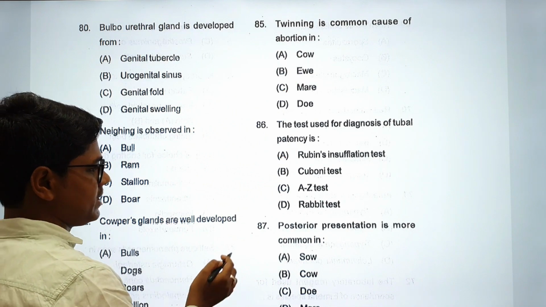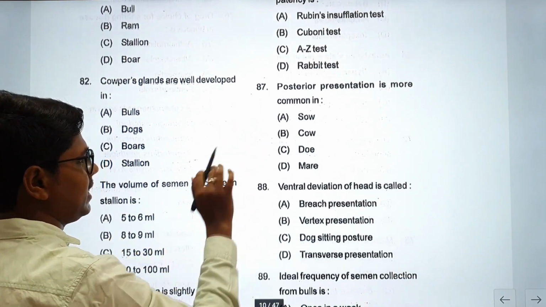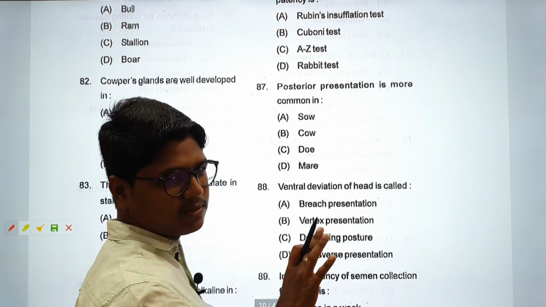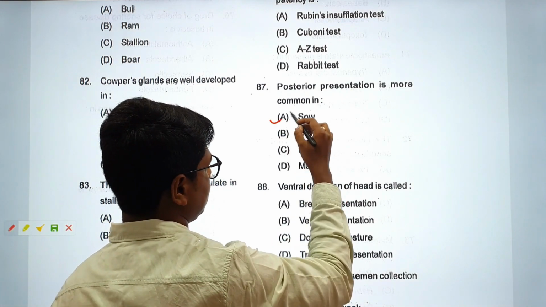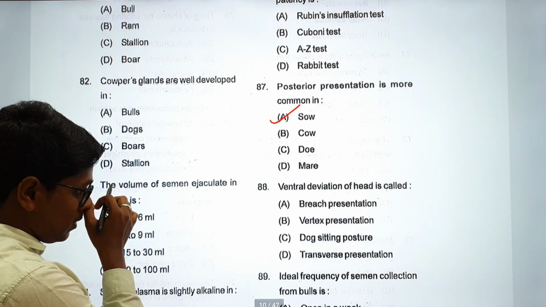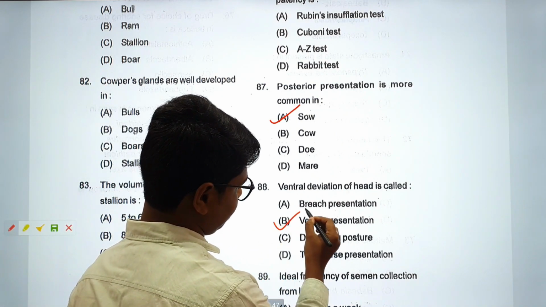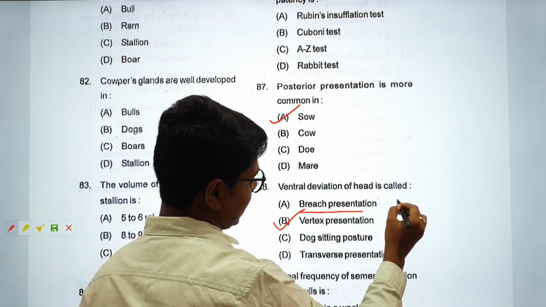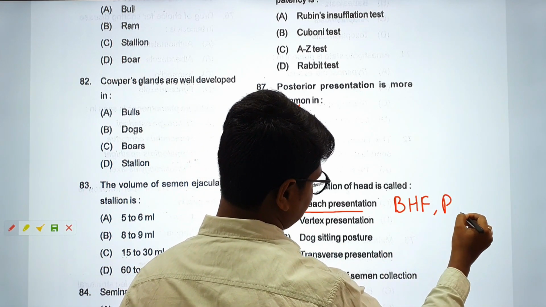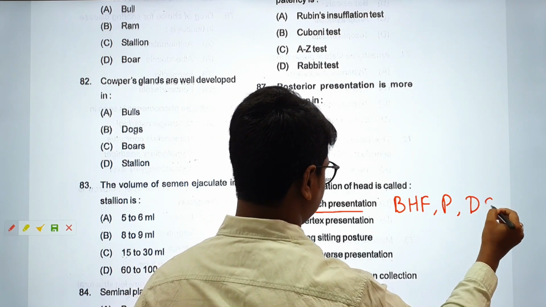Next, posterior presentation is more common in any multiparous animal. You will find common presentation as posterior presentation. Multiparous animal is sow. Ventral elevation of head is called vertex presentation. Vertex. Bridge presentation is bilateral hip flexion with posterior presentation and the dorsosacral position.